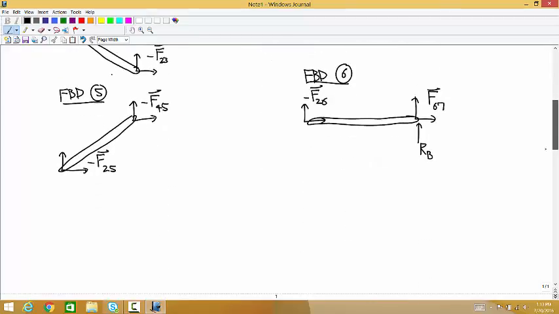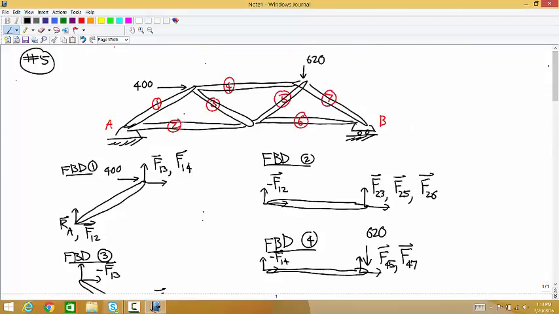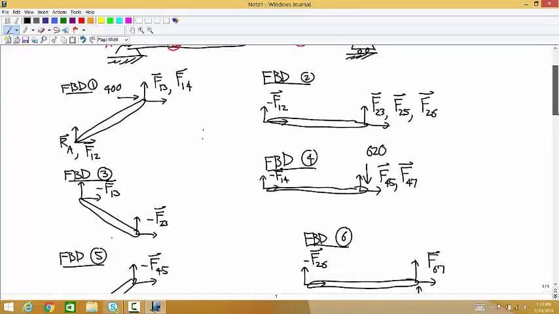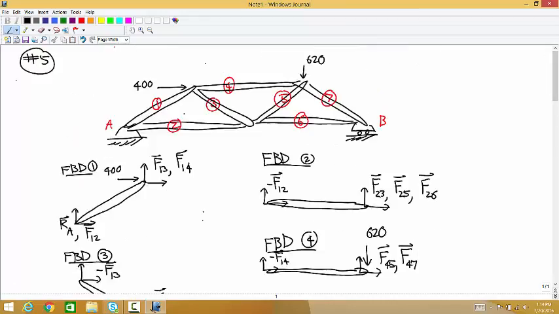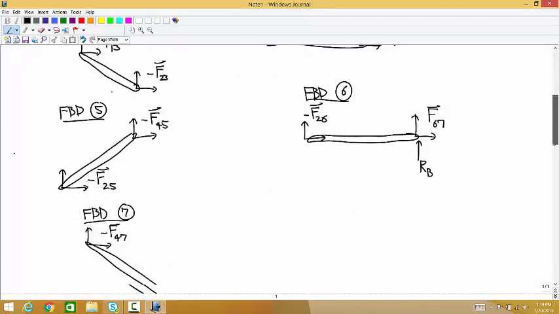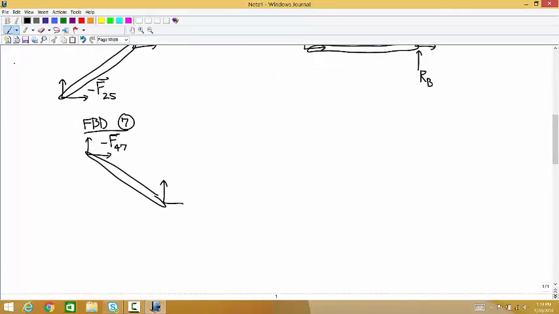And then 7 only feels 4 on the left, and it only feels 6 on the right. So negative F47. Is that right? 4. Yeah. And down here, negative F67.